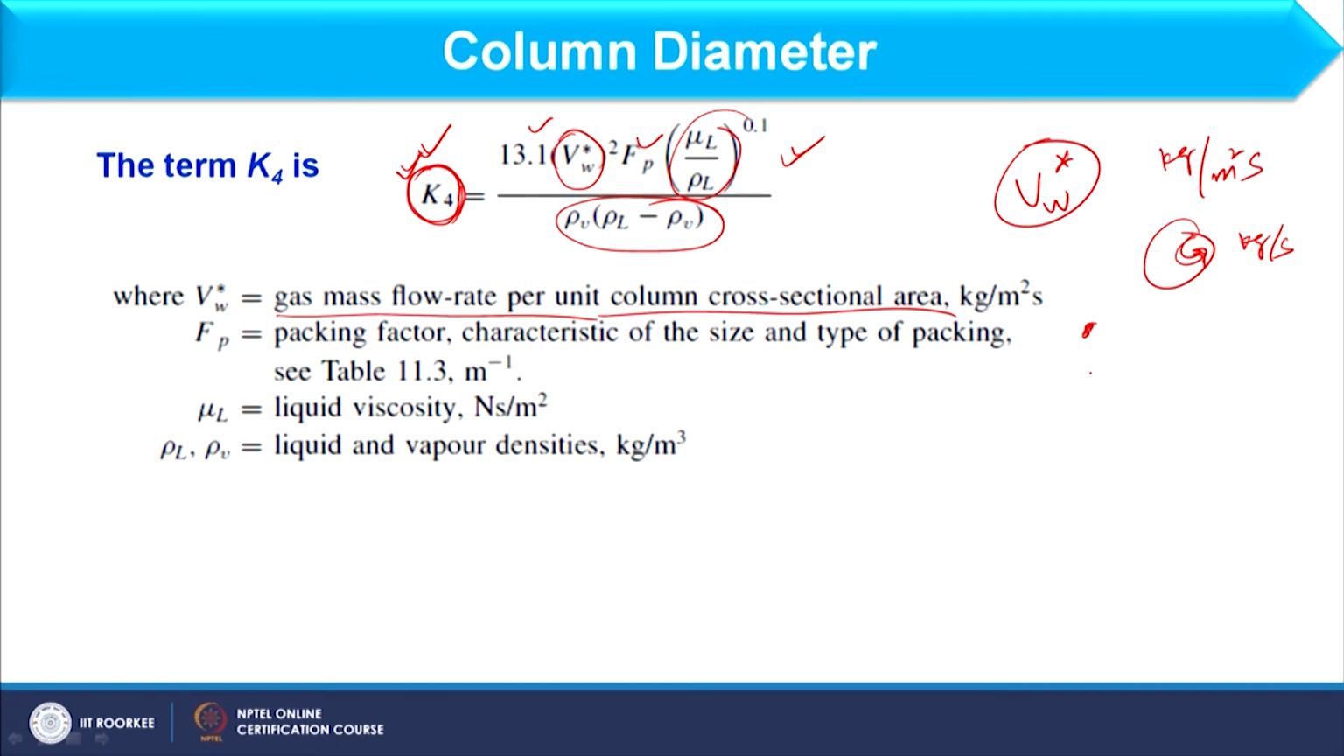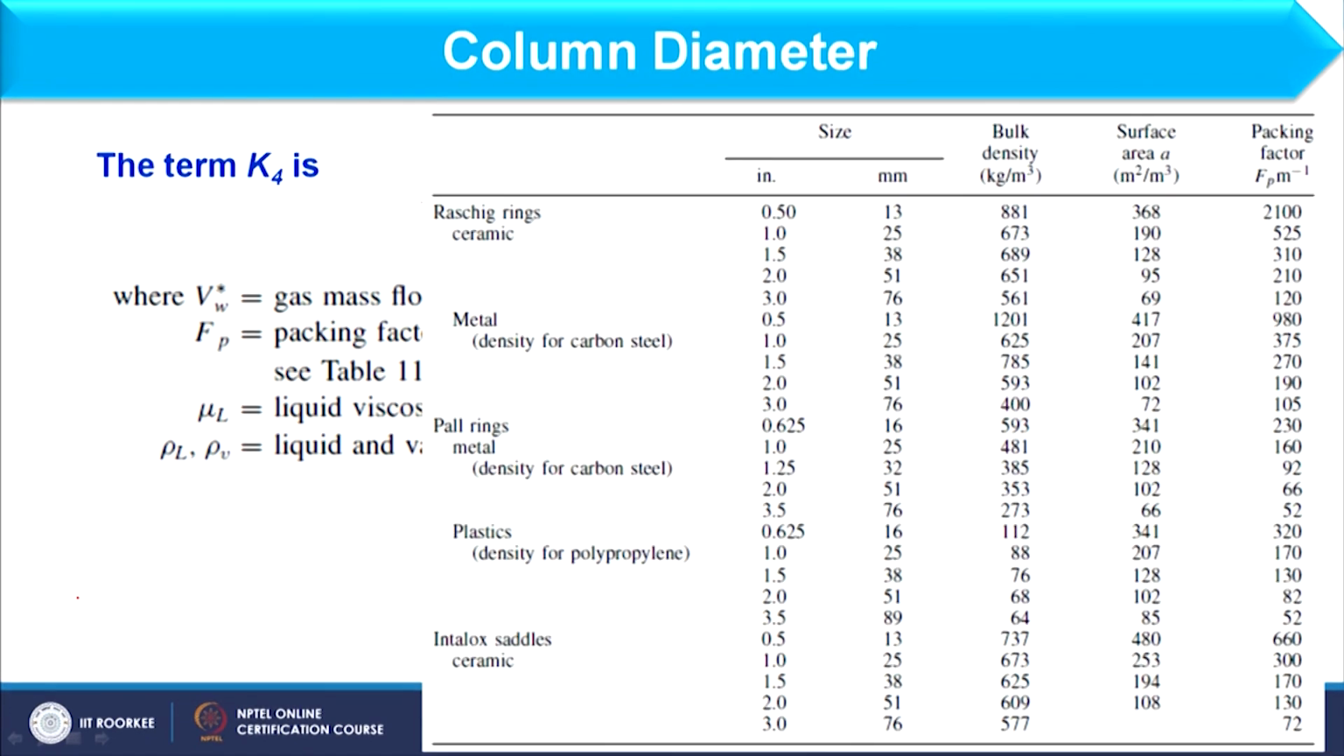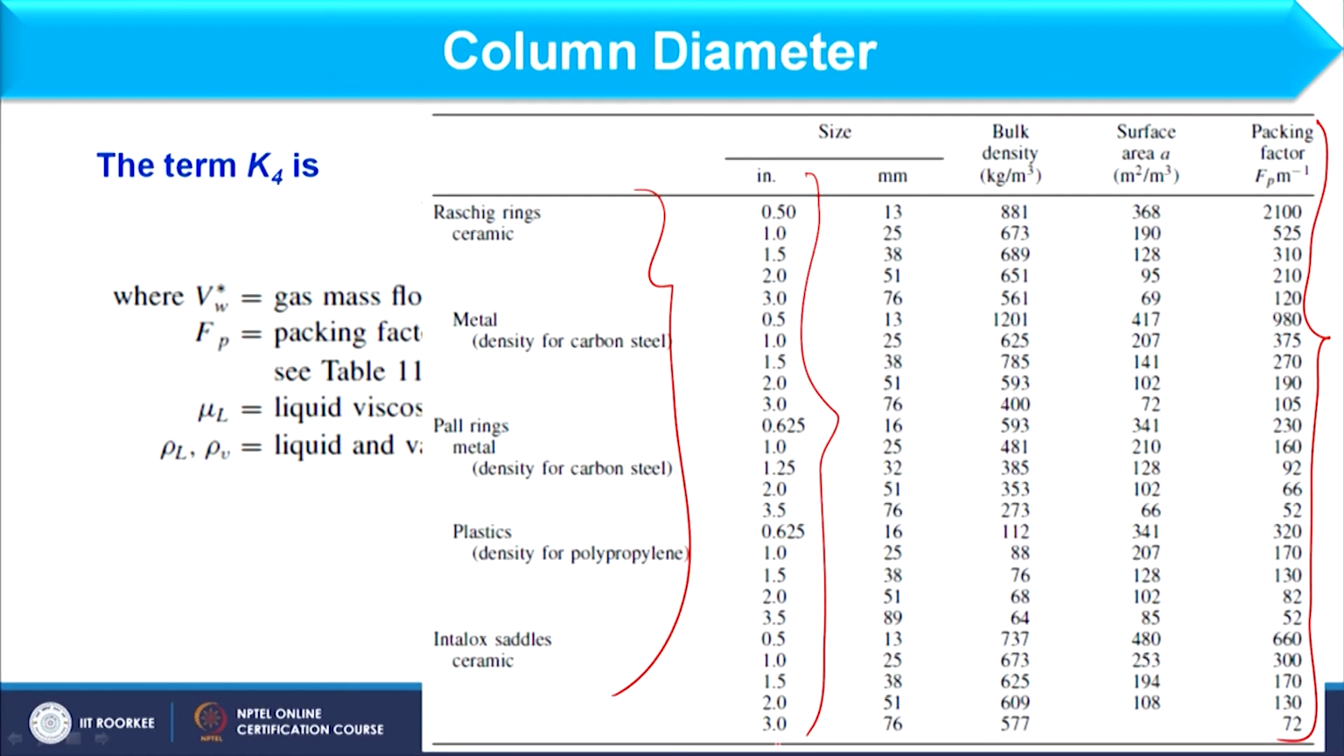And here we are using the parameter Fp, that is the packing factor, and that you can obtain from this table depending upon the type of packing. So, here you see, I have the packing factor depending upon the size of the packing. In this way you can calculate the diameter of the column and height of the column. So, for the height of the column, the Hg and HL values you can calculate once you calculate the column diameter. So, this calculation of column diameter should be considered before the height of the packed column calculation.